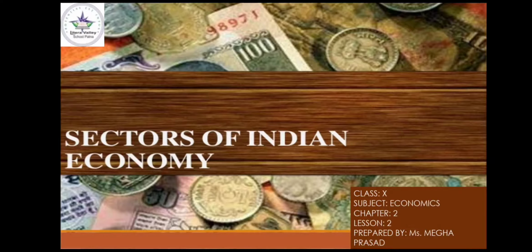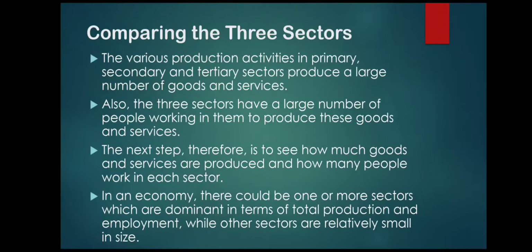So let us proceed. The next topic is comparing the three sectors. The various production activities in primary, secondary, and tertiary sectors produce a large number of goods and services. So these three sectors that we studied in the previous class on the basis of nature of activities, they produce a varied variety of goods and services.